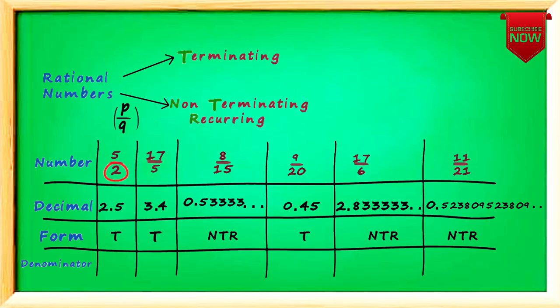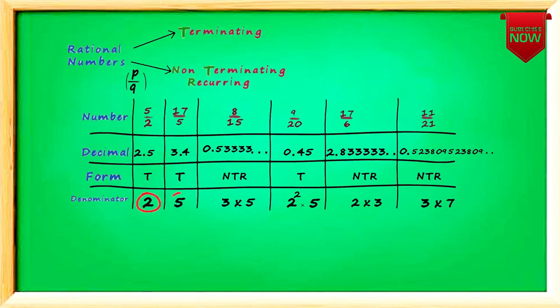The denominator of the first number is 2, and the denominator of the second number is 5. We just need to keep a small thing in mind. We reduce the denominators to its prime factors. The denominator of the third number is 15. In terms of its prime factors, it can be written as 3 times 5. What about 20? It can be written as 2 squared multiplied by 5. 6 can be written as 2 times 3. And 21 can be written as 3 times 7. That's all we had to do. Reduce the denominators to its prime factors.